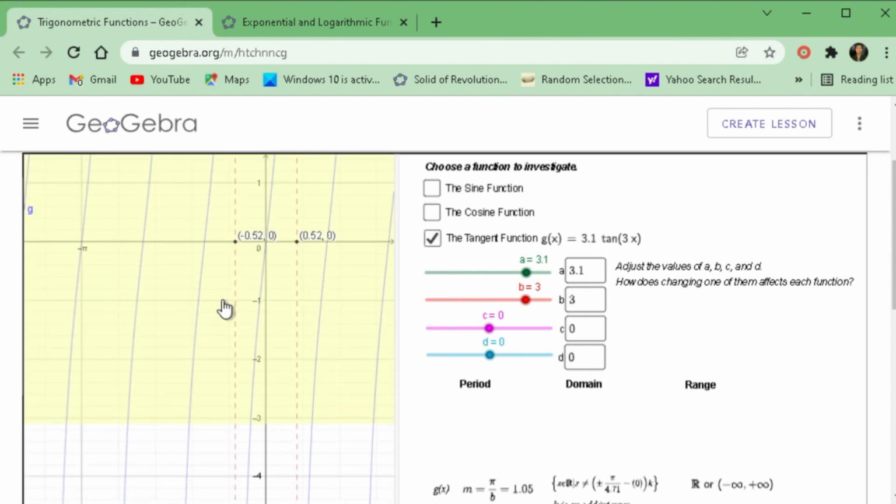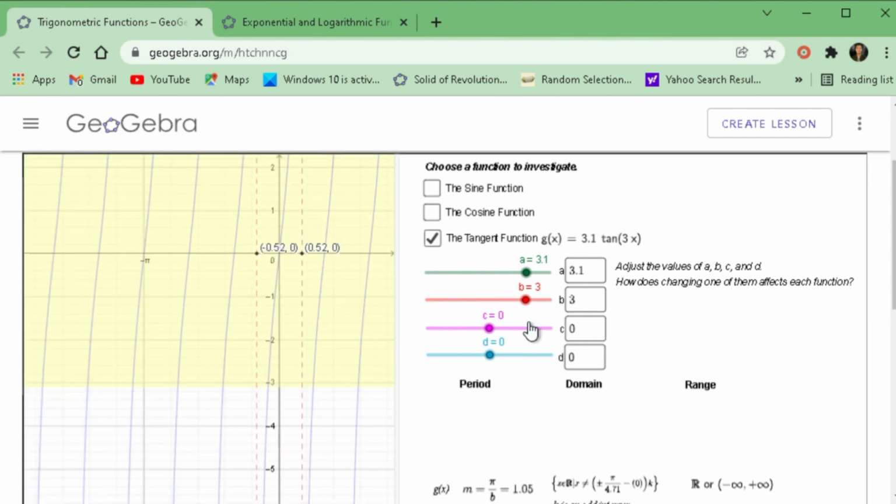Medyo iba yung itsura ng tangent function from the other two functions. The formula for the period of a tangent function is pi over b, not 2 pi over b. That's why the period is 1.05 in this case because b is 3. So pi over 3 is 1.05. So yung red dito, they are still asymptotes. So the graph will never touch those asymptotes but it gets closer and closer.